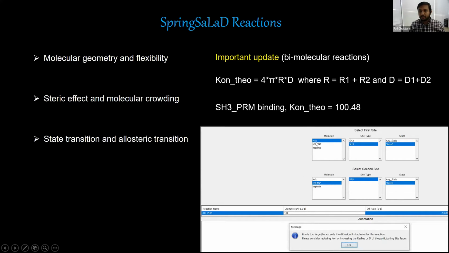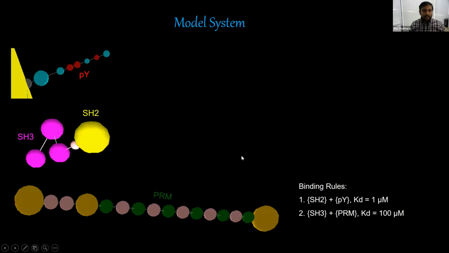So the rule of thumb is that the theoretical value of your k-on should not exceed 4πrD, where r is the sum of the radii and D is the sum of the diffusion coefficients of the two sides. So that's an interesting thing to keep in mind while setting the parameters of your biochemical reaction. And here I'll share one example from one of my projects.